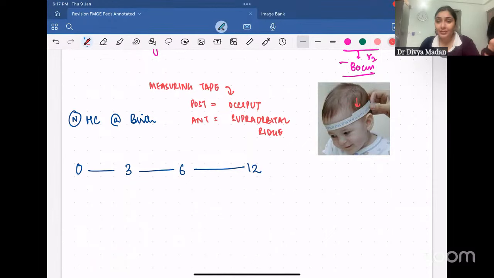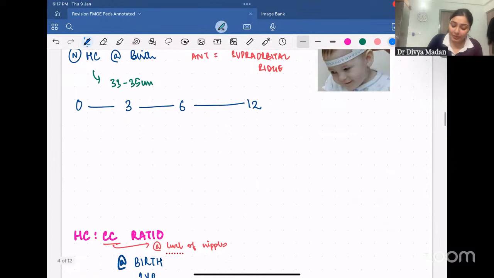What is the normal head circumference of a child at birth? The normal head circumference of a child at birth is 33 to 35 centimeters. And how does the head circumference grow? What happens in the initial 3 months? The increase in the head circumference is 2 centimeters per month. That means in these 3 months, what would be the final gain? 2 into 3, that is 6 centimeters, right?